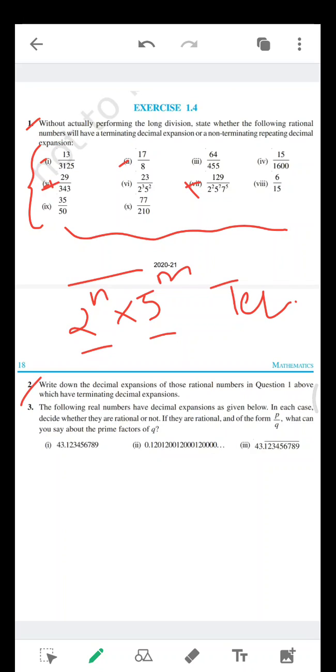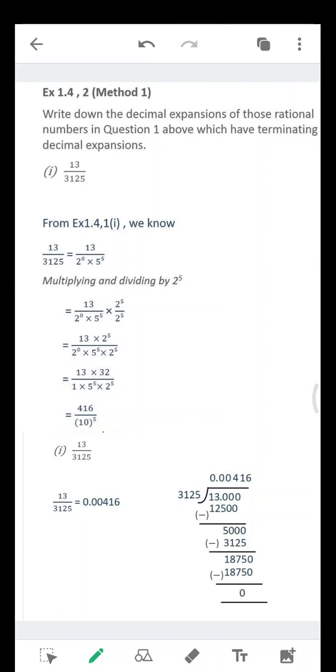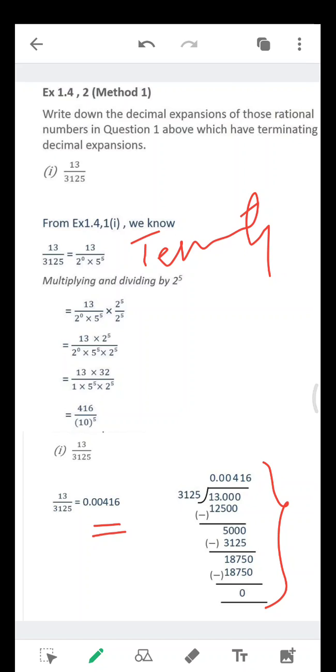So for that I'll take the first question, because the first one was terminating decimal, because the denominator 3125 we were able to write in the powers of 2's and 5's. So let's begin with question number 1. 3125 we were able to write as 5 power 5. Yesterday you have seen that. Now I want to write the decimal expansion of it. By looking at the power of 5 we said that it is terminating, but what is the decimal expansion? How to find it quickly? One method is you can divide it directly. 13 divided by 3125, you will get 0.00416. This is one method.